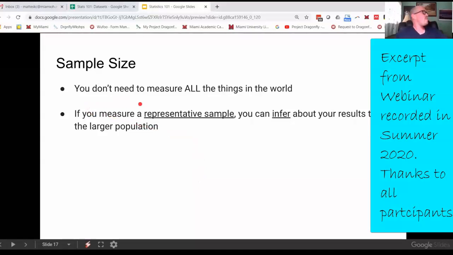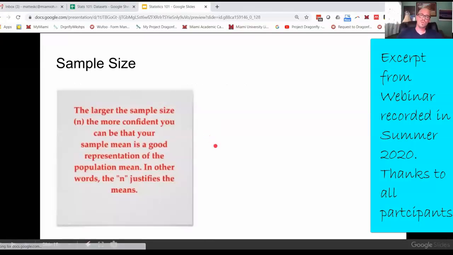Here's a take home. One major take home is that you don't need to measure all the things in the world. You can just measure a sample. And if you measure a representative sample, you can infer about your results to the larger population. So that is what stats are all about. They're not about going crazy trying to sample and census the entire world, right? You want to be smart about what you do.